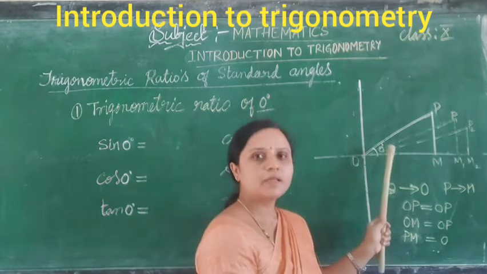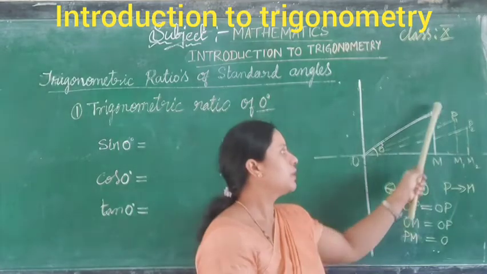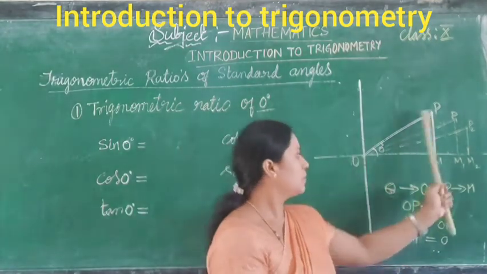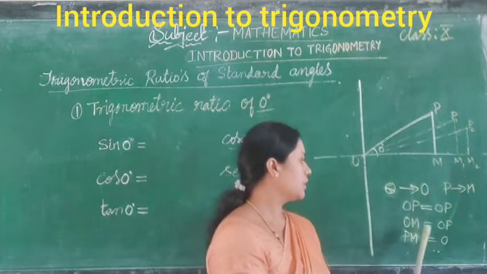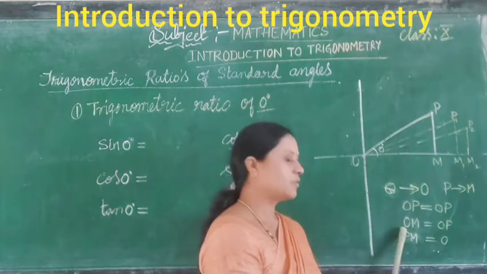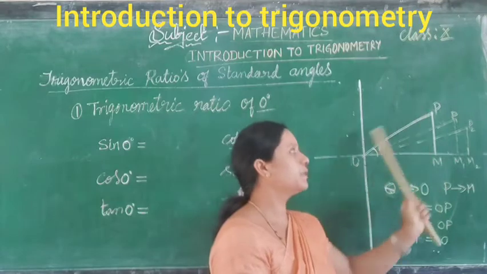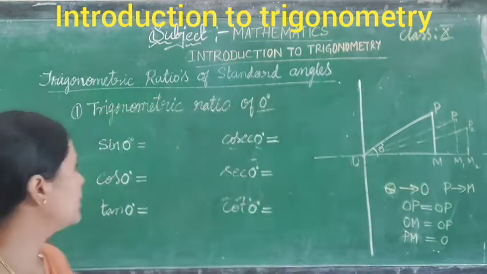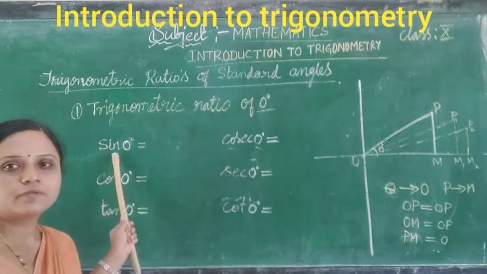When the angle O is 0 degree, the length of PM is 0, and OP coincides with OM. That's why OP is equal to OM. Now we can easily write the trigonometric ratios of 0 degree.